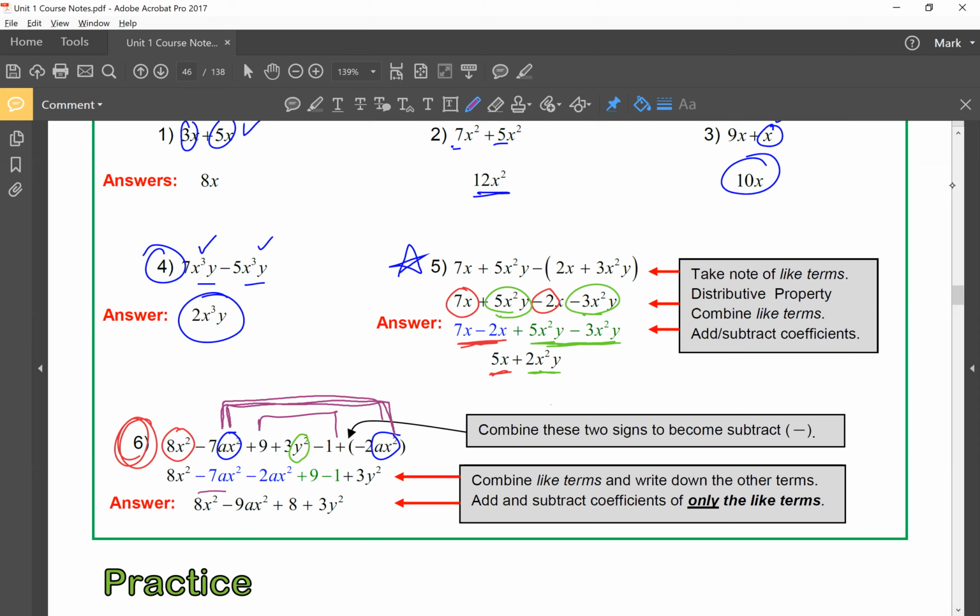So -7 ax squared minus 2ax squared, you get a -9. You can do this on your calculator, but you can only put in the numbers. You can't put in the x's and the y's and stuff like that, but you can put in on your calculator -7 minus 2. That's where the -9 comes from. And then of course 9 minus 1 is 8. Easy, easy, easy. All right, I'm done.